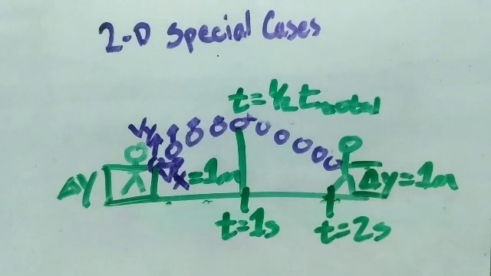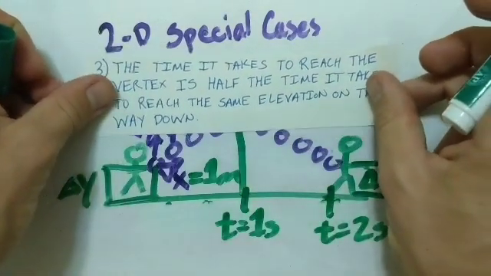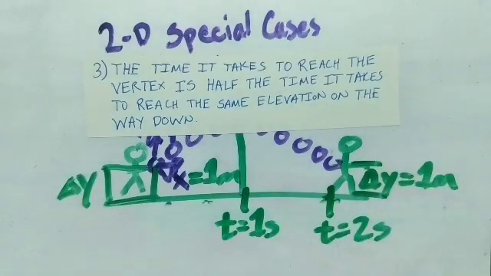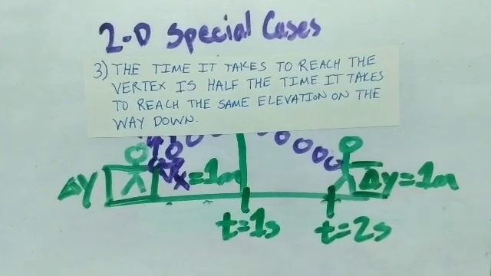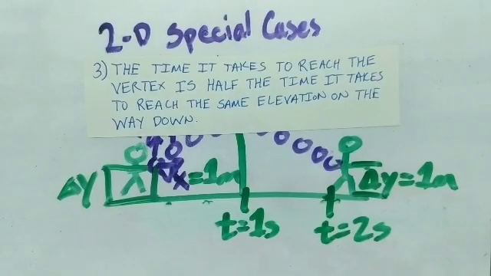And that is also only true when it's caught, or it ends at the same elevation that it was released from. So the time it takes to reach the vertex is half the time it takes to reach the same elevation on the way down. So sometimes this will be helpful, sometimes this won't be helpful. But this is the third special case, and I hope you'll have some time to use these, and it'll help make sense of your problems.